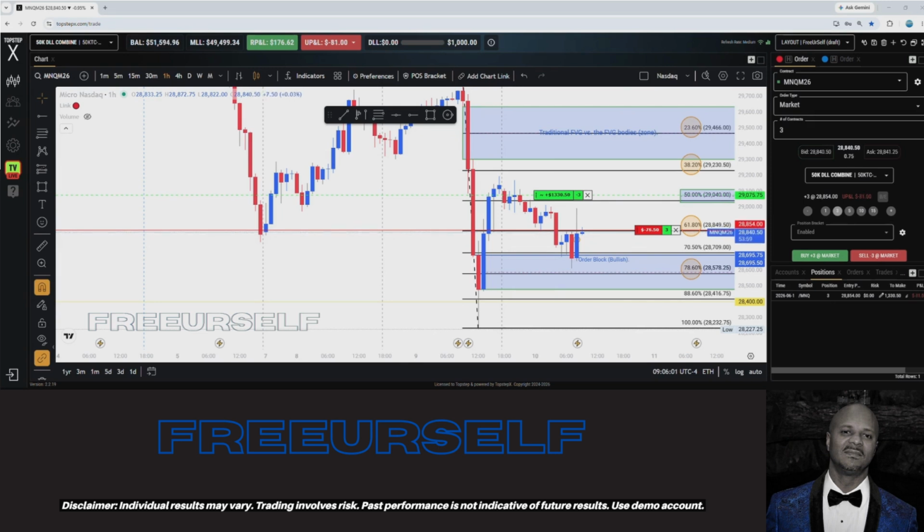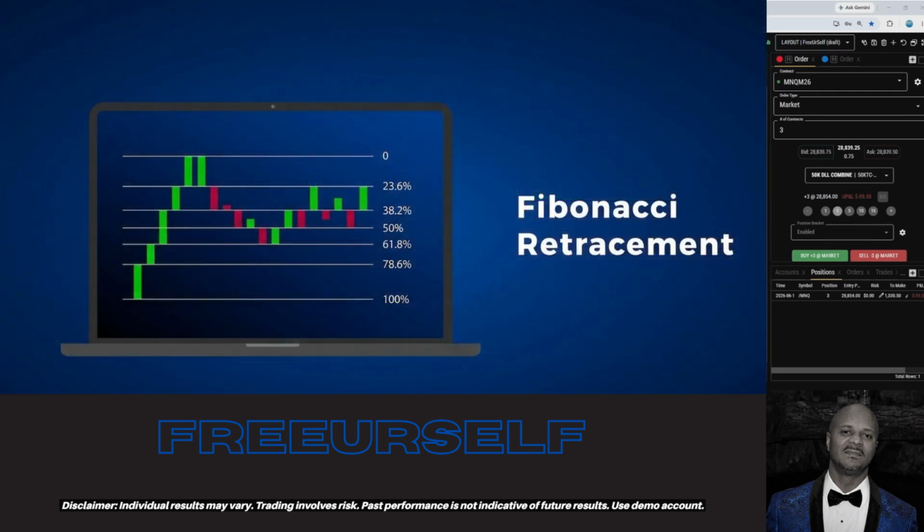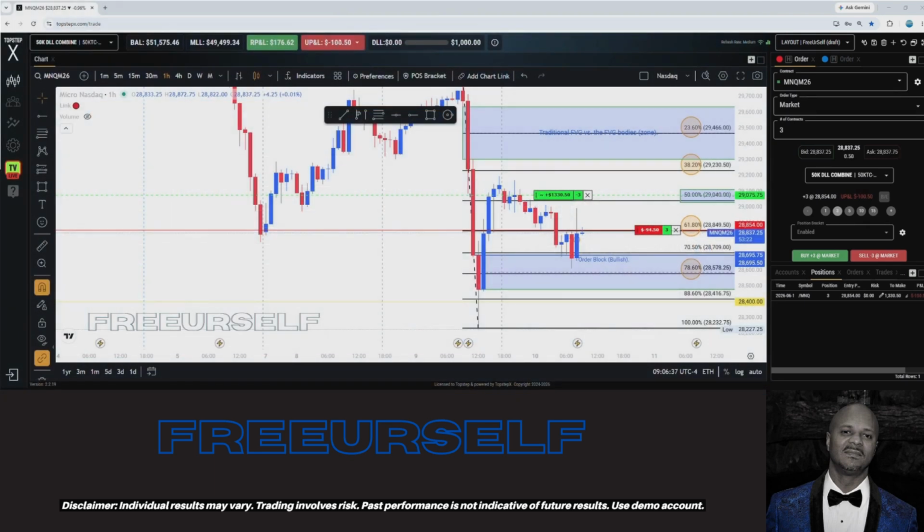The areas that you see circled, when I took the first trade or two before I realized that the screen record wasn't working, I had already circled the 23.6, the 38.2, 61.8, a golden ratio, and the 78.6. These are levels within the Fibonacci.